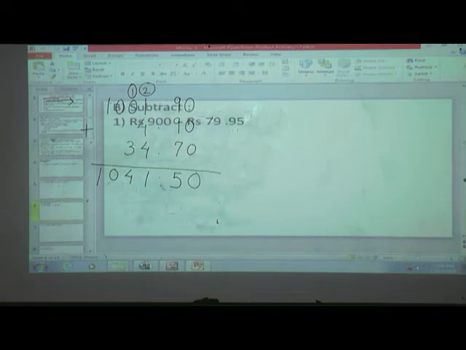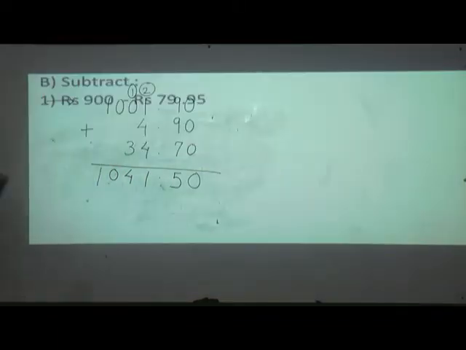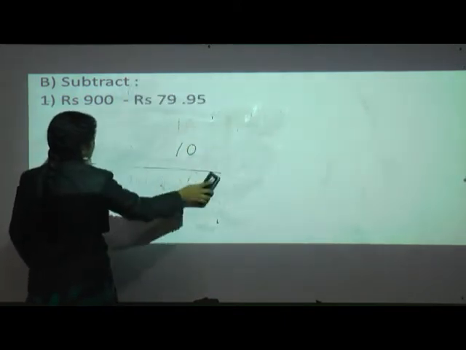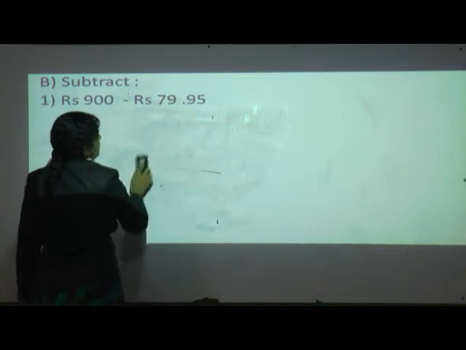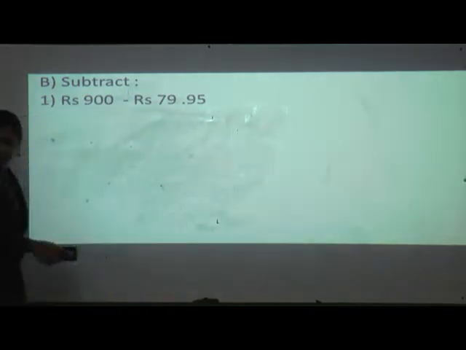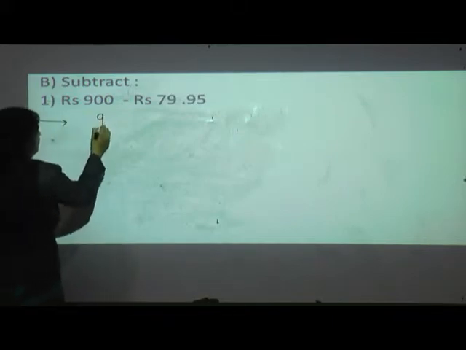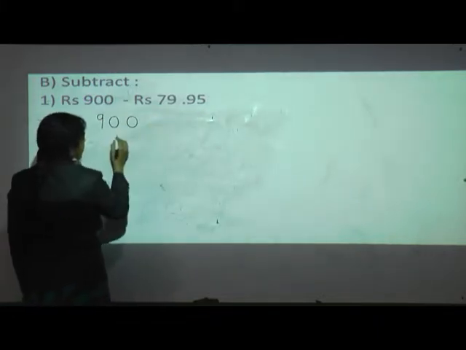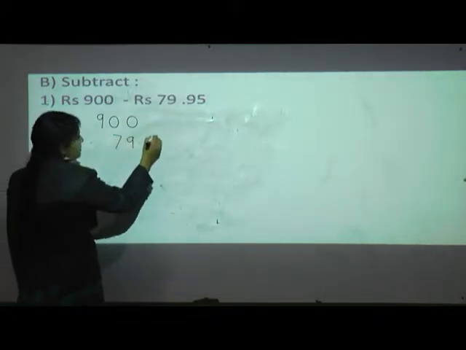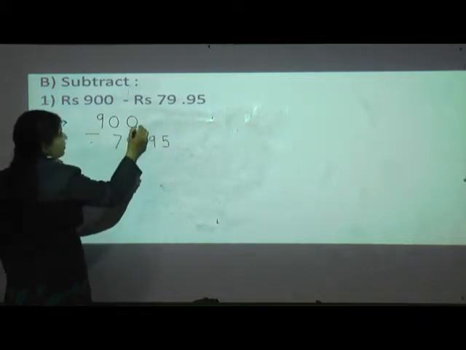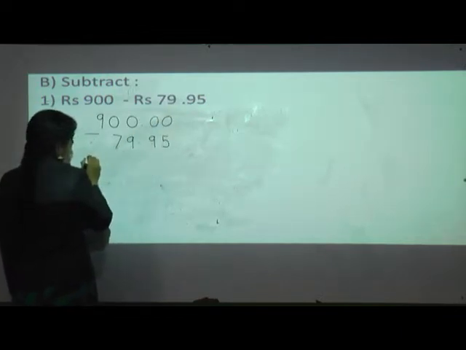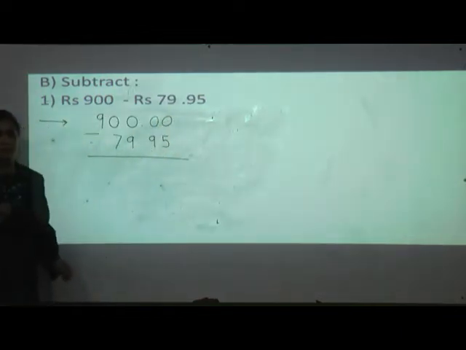Subtract. How to subtract? Now we'll see. First one, rupees 900 minus rupees 79.95. So first one 900. Here is a point 79.95. So here also give the 1 point and write here 0, 0. So you can subtract easily.